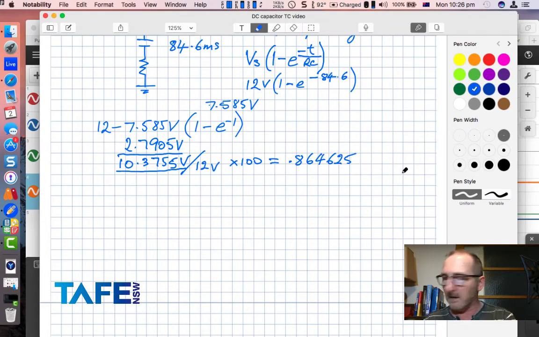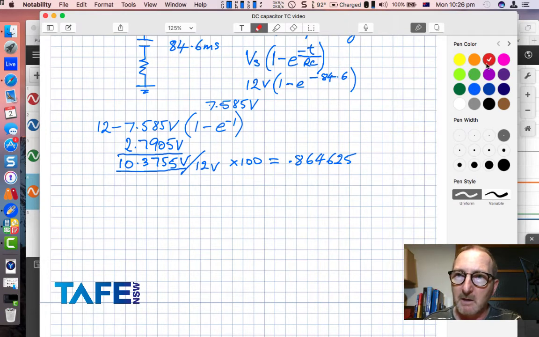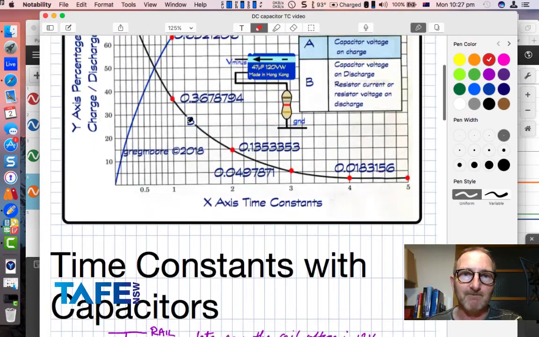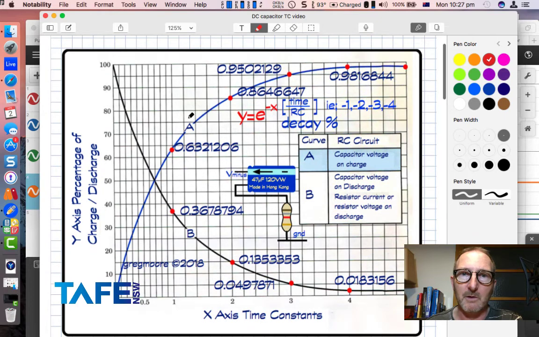0.864625. And that number just happens to correspond to the next number in the series. So here it is here, 0.86466. I've got a rounding error because I didn't put enough digits in there.